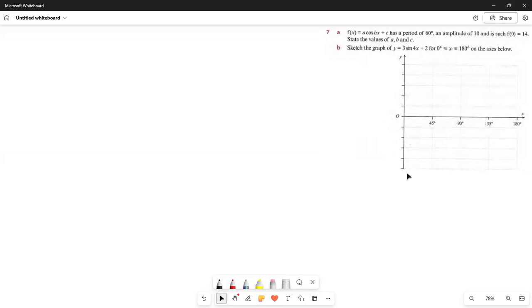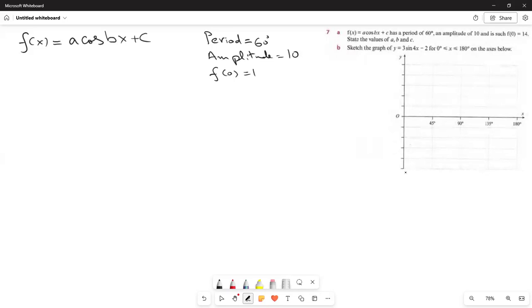We will be doing question number 7. It's fairly simple, not difficult at all. So we are given a function f of x equals a times cos bx plus c. And we are given the information that the period of this function is 60 degrees, amplitude is 10, and f of 0 is equal to 14. From this information, we need to find the values of a, b, and c.